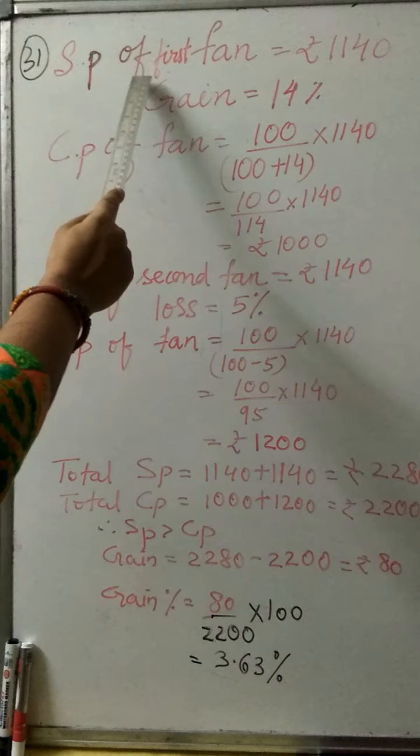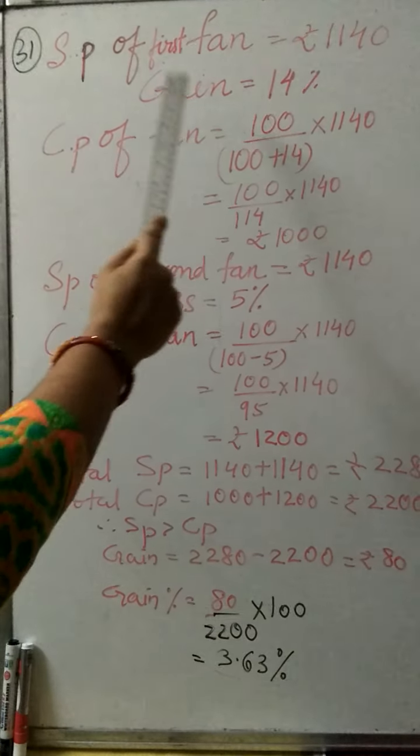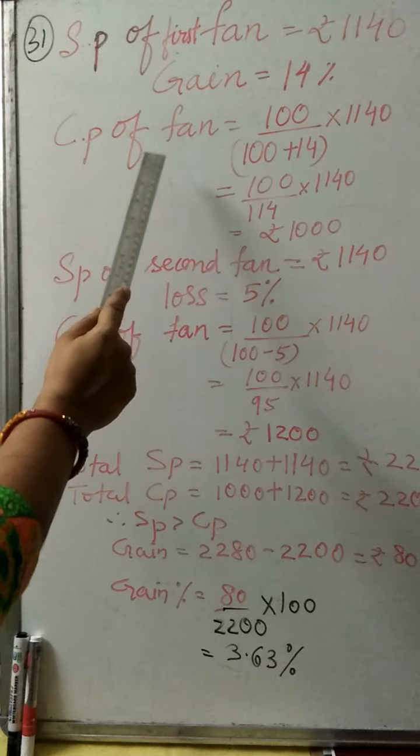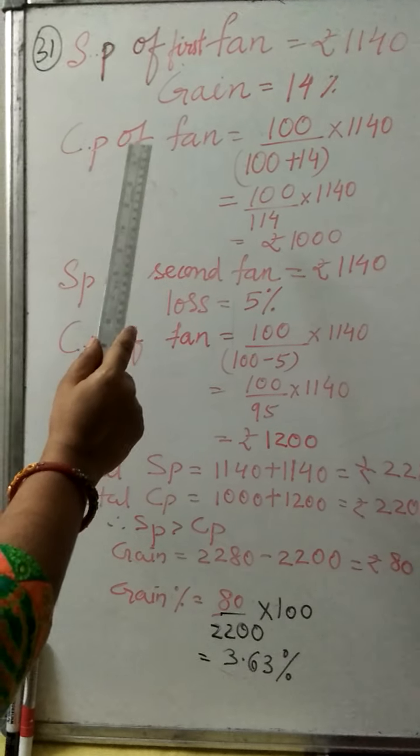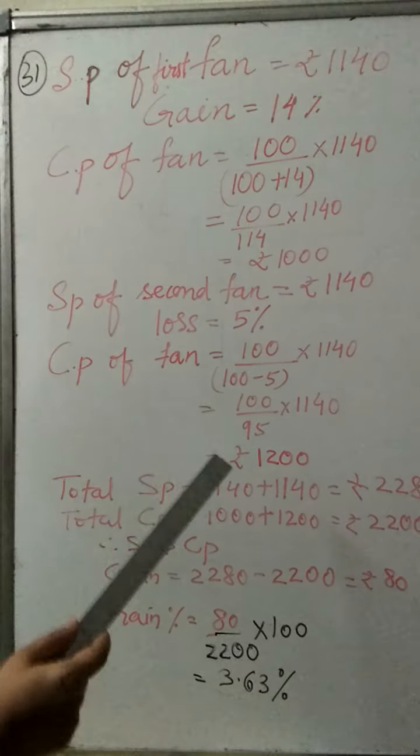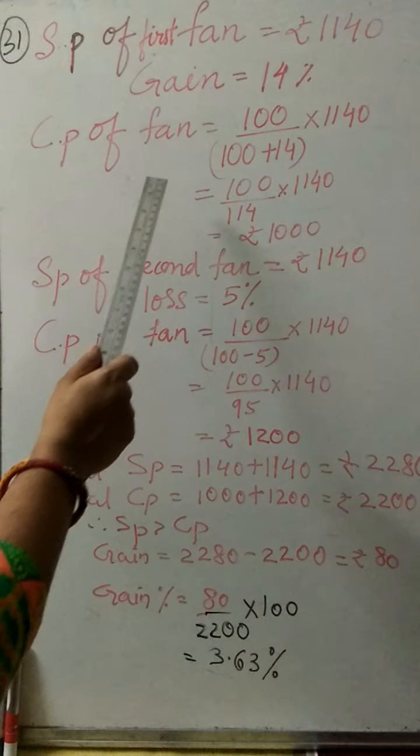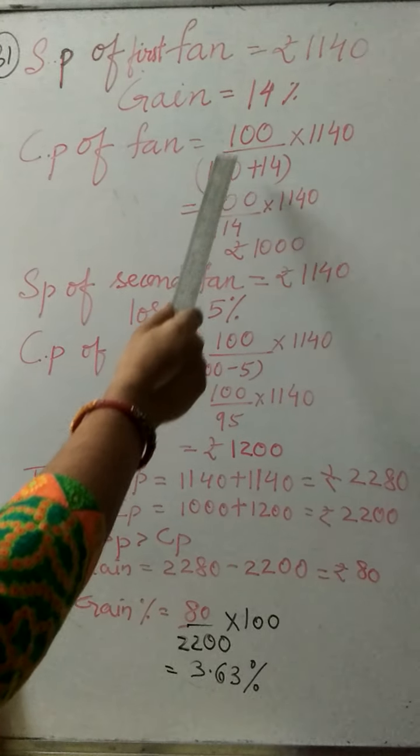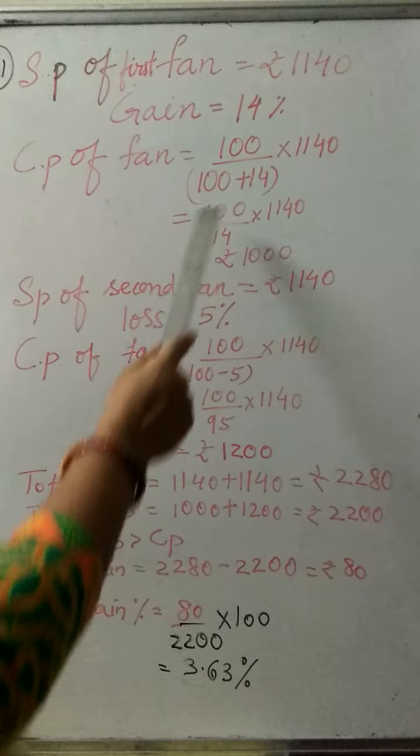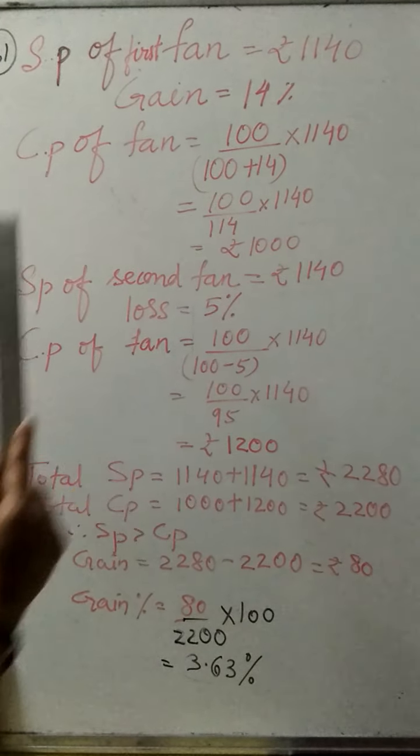He has sold, so that means selling price is given. The selling price of the first fan is rupees 1140. Gain is 14%. You have to calculate CP. I have not written the formula here, but you have to write it in your copy because space is not enough. That is 100 by (100 plus gain percent) into SP. So put the values and you will get the value of CP as 1000.